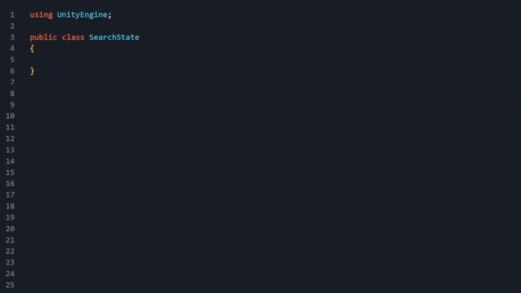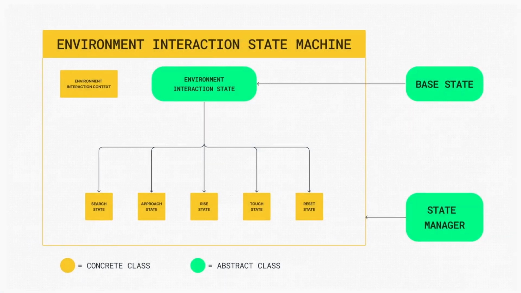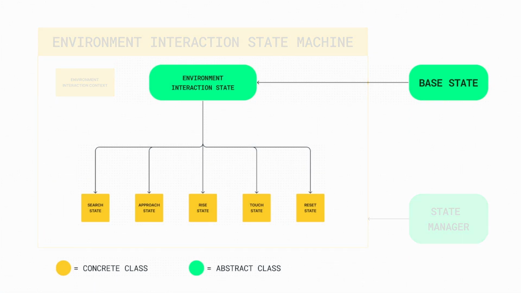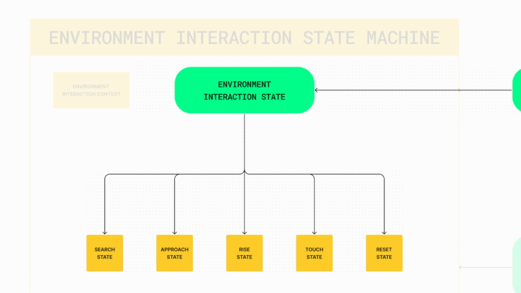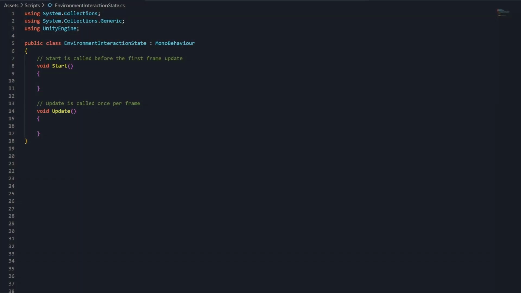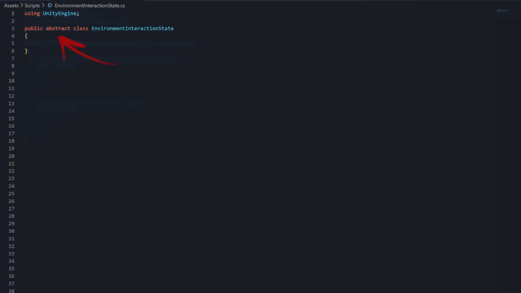To do so, we'll need to define all 5 of these classes. But if we look at our wire mock, we'll see an intermediary abstract class between our base state class and each of our concrete classes, environment interaction state. Let's implement this class. Environment interaction state is another abstract class that inherits from base state.